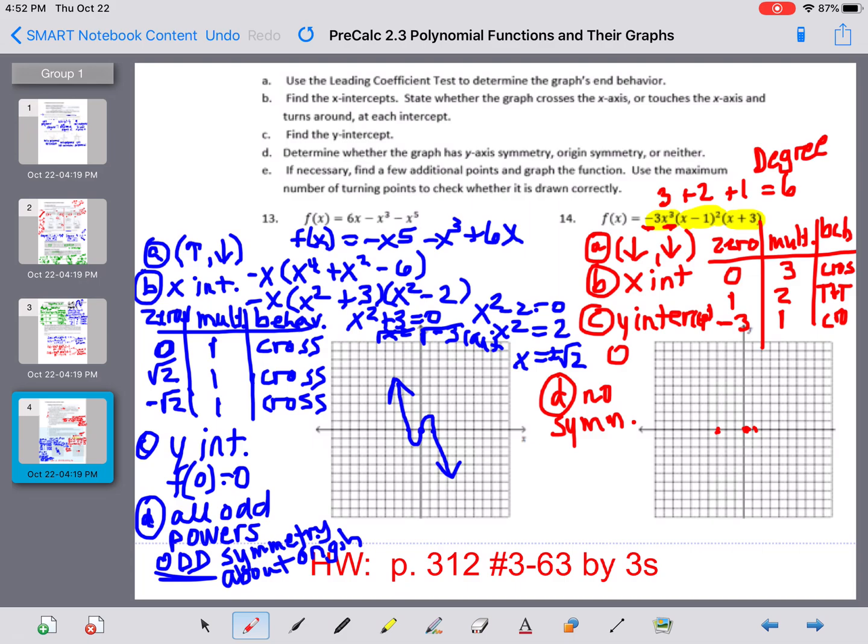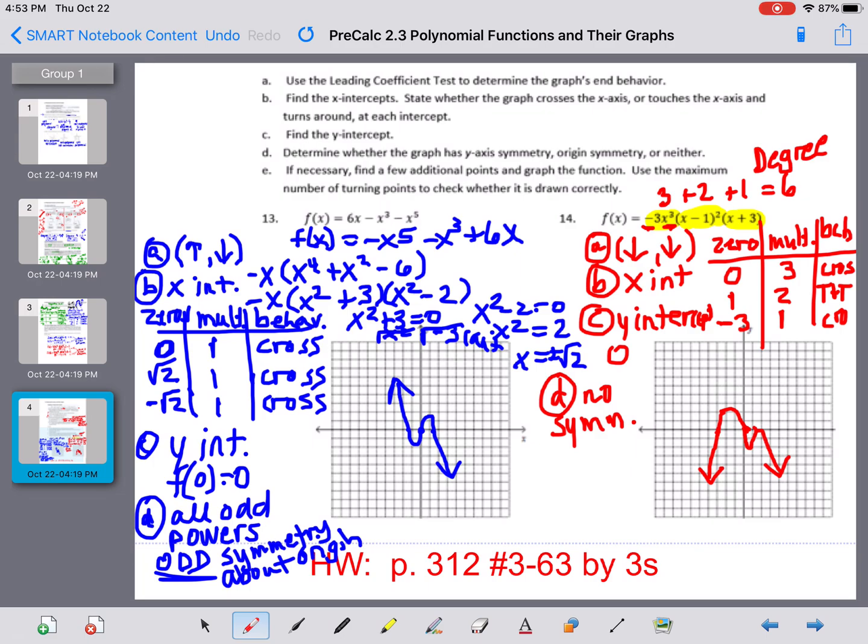Okay, so I'm starting down, right? I'm starting down, I come up and I cross over. When I get to the 0, I'm going to cross. When I come up to here to the 1, I'm going to turn and come back down, though. Okay, I'm not going to cross over at that 1, because the 1 is a touch and a turn, okay? And you can see I started low and I end low as well.